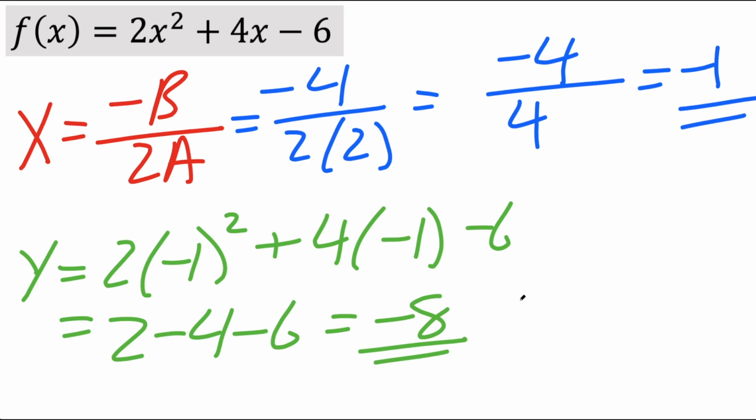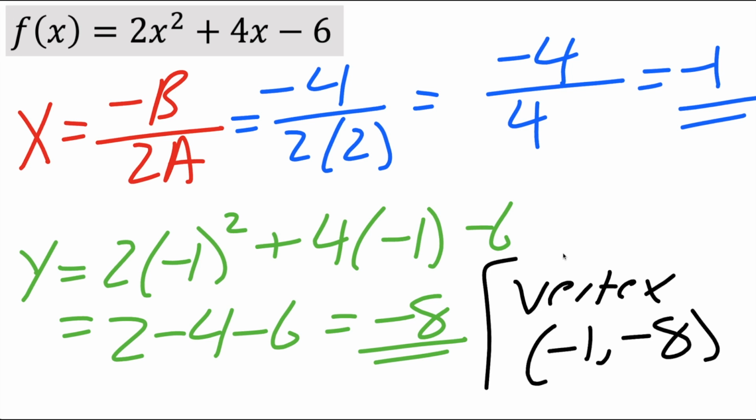And so our final answer for our vertex, again, it's going to be the x and y coordinate, negative 1, comma, negative 8. And we can box in this answer. And that's all you need to do to identify the vertex of a quadratic function.